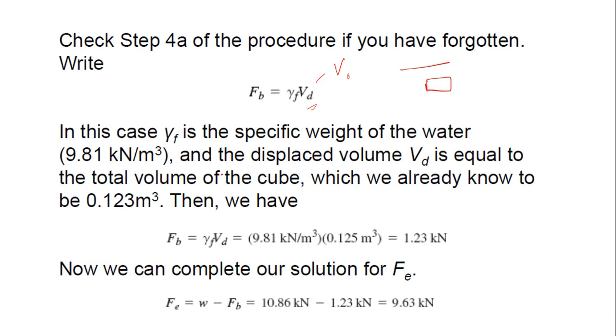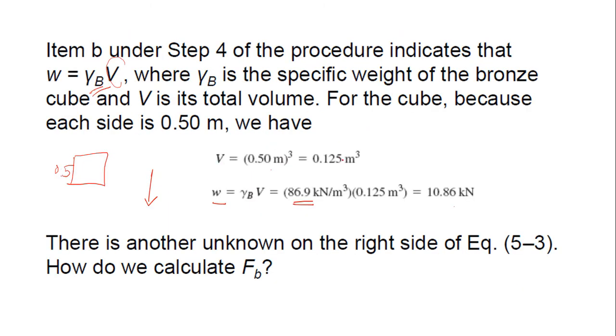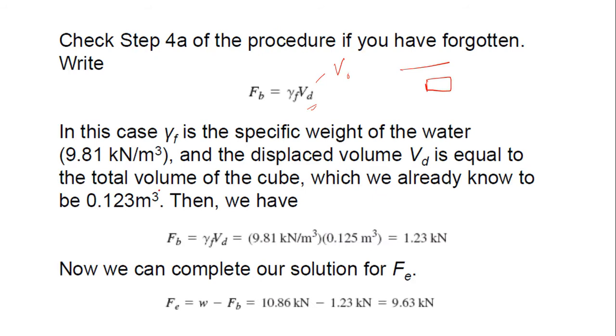Okay, so you now have your volume. Earlier, how much was it? 125. I think this is a typo, it's 0.125. Okay, 0.125, so you're not confused. Now you have your FB, just multiply the specific weight of the fluid 9.81 times your volume 0.125, and it gives you 1.23 kilonewton because it is already in kilonewton.